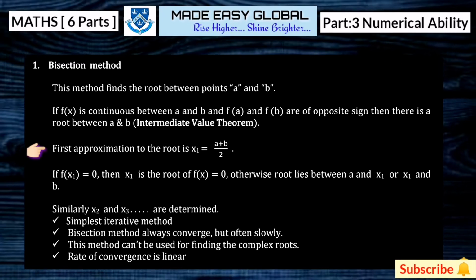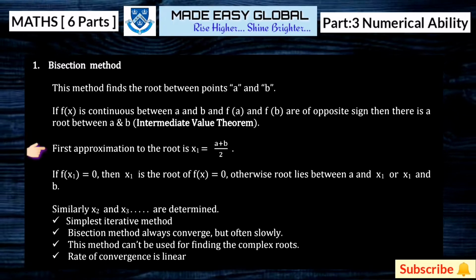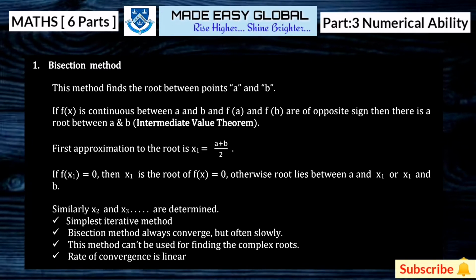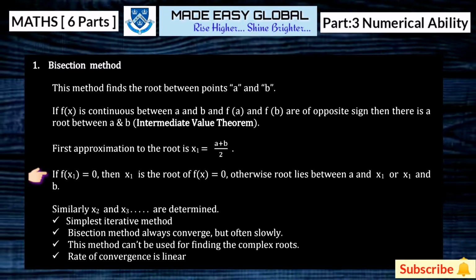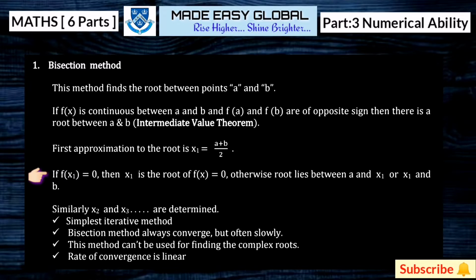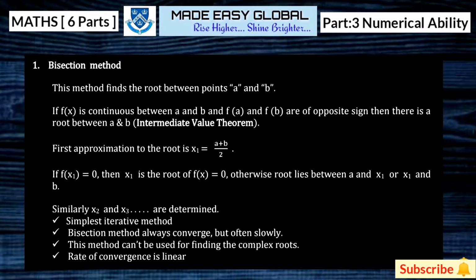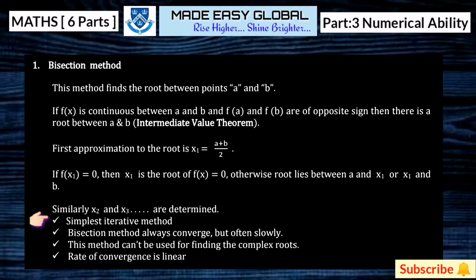The first approximation to the root is x1 = (a + b)/2. If f(x1) = 0, then x1 is the root of f(x) = 0. Otherwise the root lies between a and x1, or between x1 and b. Similarly, you can determine x2 and x3. So this is the simplest iterative method.